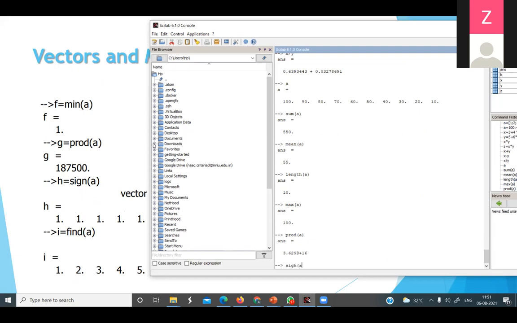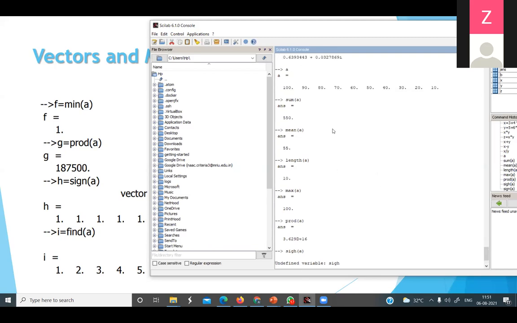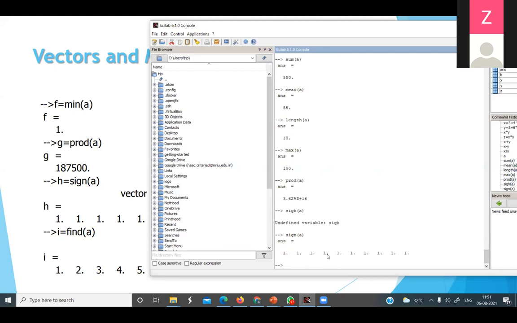I want to check the sign of the vector A. See, we are performing all these operations on this vector A. So the sum of all these numbers is 550, the mean average of these numbers is 55, and the length is 10, there are 10 elements in this vector. The maximum of these numbers is 100, the product of all these numbers is this. Then I can also find out what the signs of these numbers are. All numbers are positive. In case any of the numbers is negative, it would have been negative here.